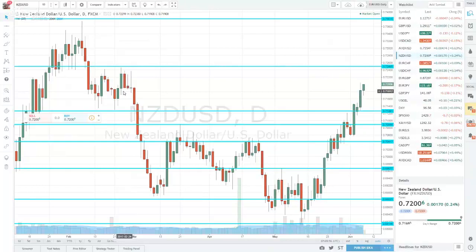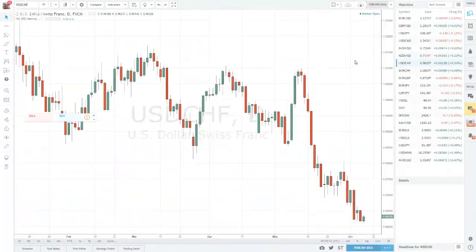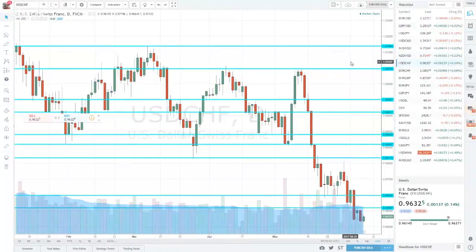Further resistance, 73.80. Support here is 71.25 and 70.90. Of course, the round number of 70 is also watched, but it isn't that strong as support. And I'll mention dollar Swiss, currently 96.30.